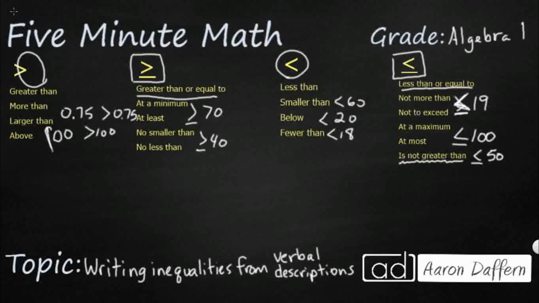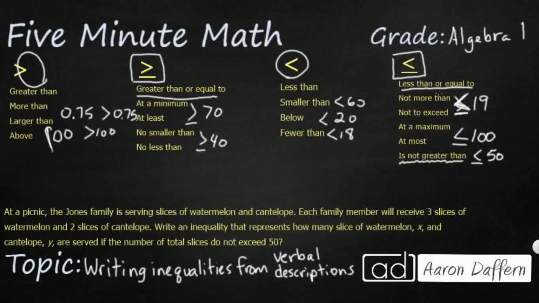So let's see how to do this with an actual problem. We have the Jones family at a picnic. They've got slices of watermelon and cantaloupe. The slices of watermelon are going to be x, and the slices of cantaloupe are going to be y. Each family member will receive 3 slices of watermelon, remember, that's my x, and 2 slices of cantaloupe, that's my y.